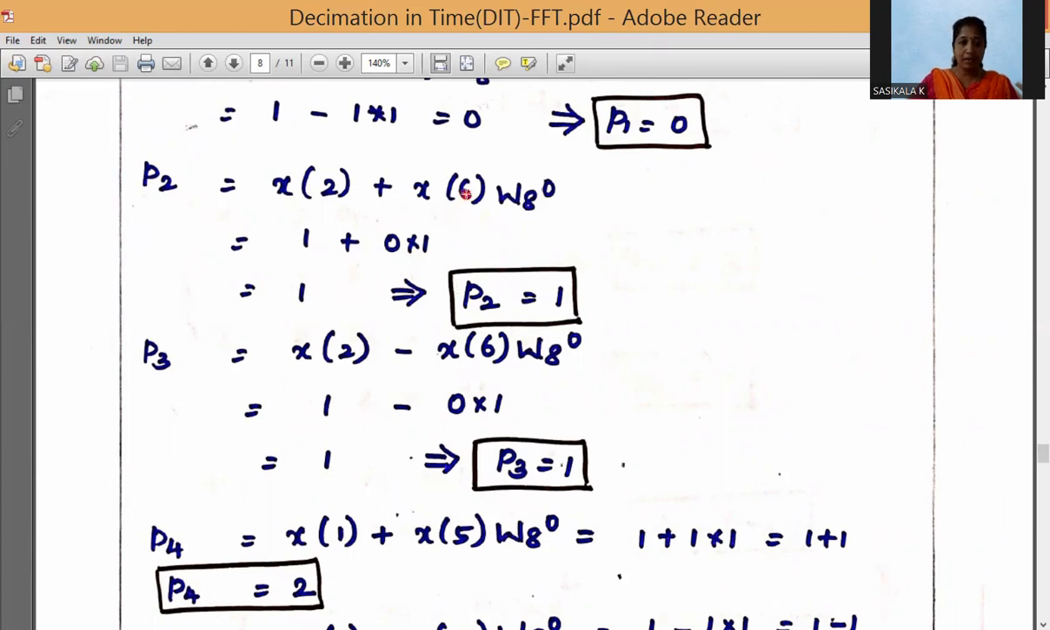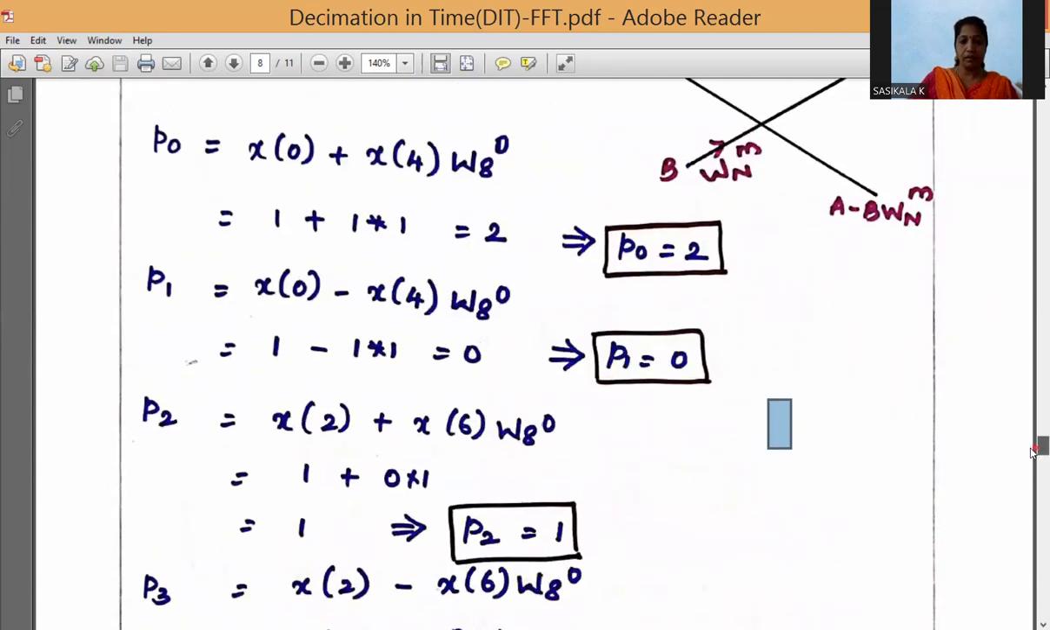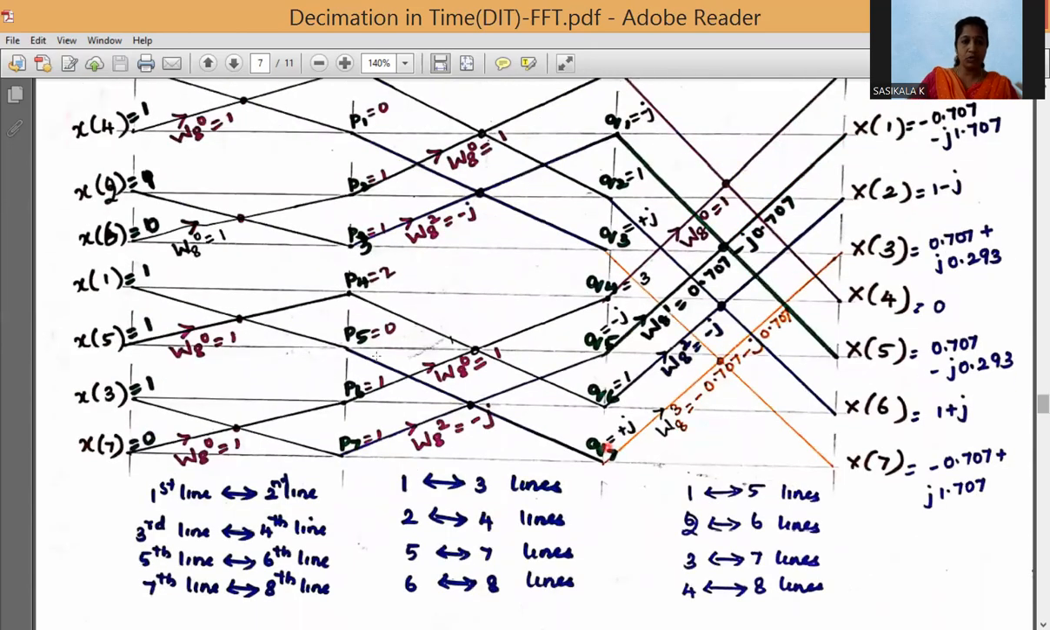P3 is the same as P2's value, but here the plus is replaced by minus. So P3 is equal to X of 2 minus X of 6 into W8 power 0, which is 1 minus 0 into 1, which is 1. That is, P2 and P3 both are 1. So just substitute P2 equal to 1 and P3 equal to 1. So go here and substitute P2 equal to 1 and P3 is equal to 1.